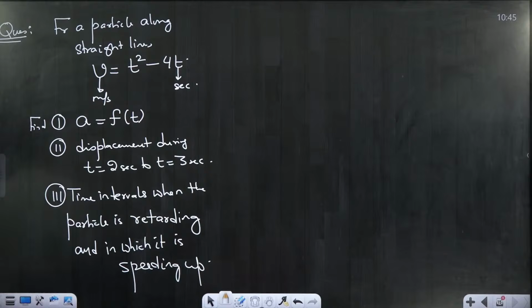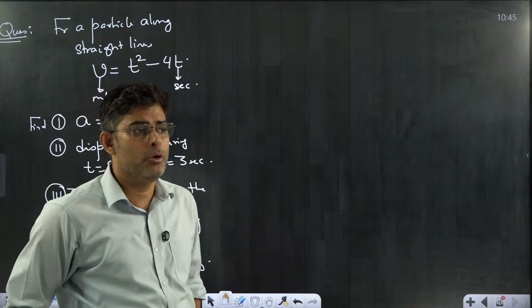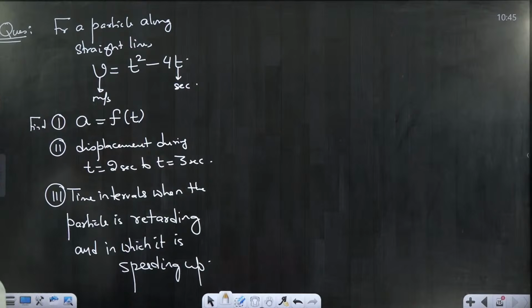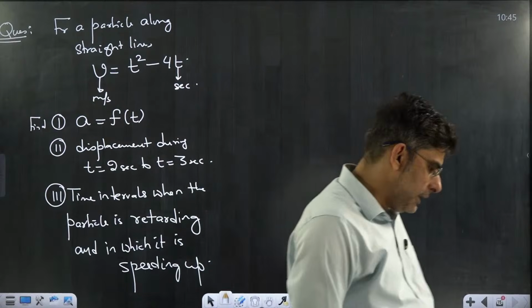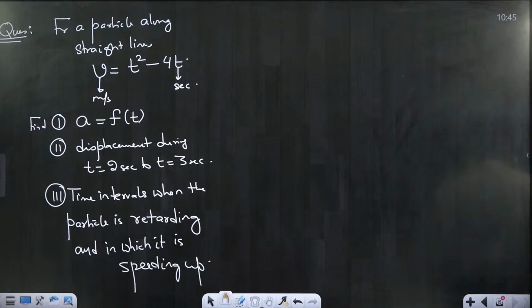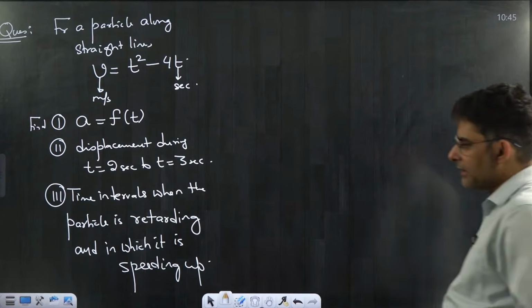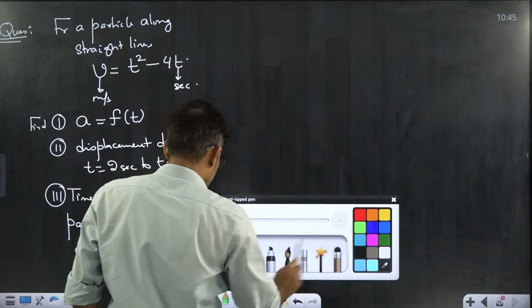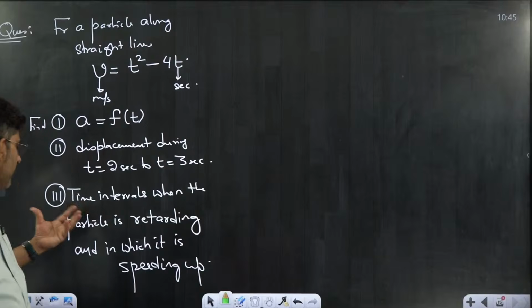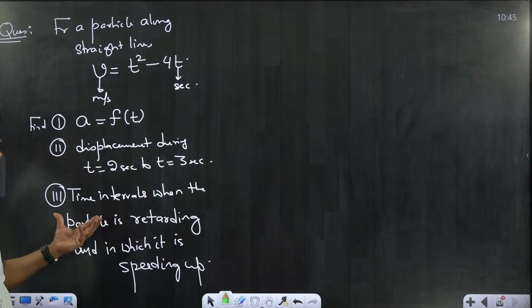Now those who have been sincerely attending the classes, you will understand we have discussed all these things. What is the meaning of retardation? What is the meaning of speeding up? So we are covering these 3 points, a very important question. They have given velocity as a function of time. First they are asking acceleration, second they are asking displacement, and third they are asking the time intervals in which the particle is speeding up and where it is retarding.